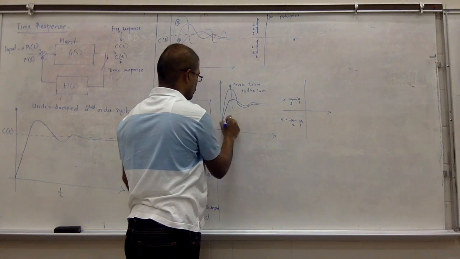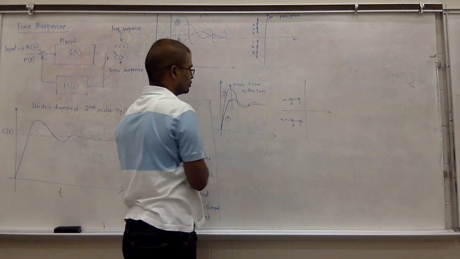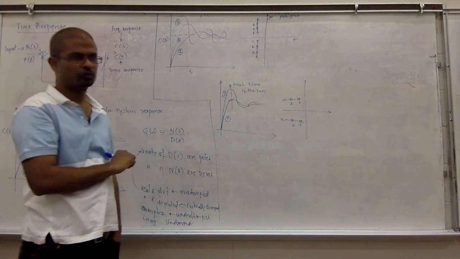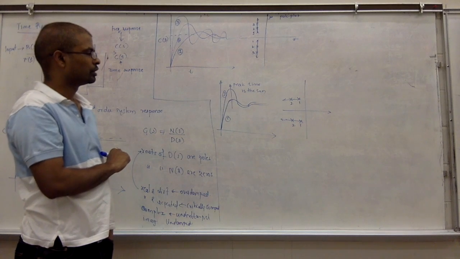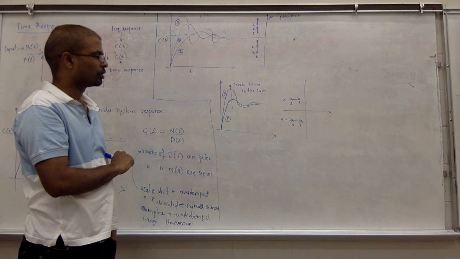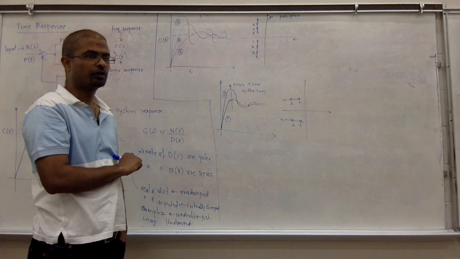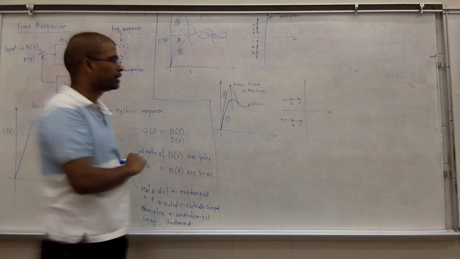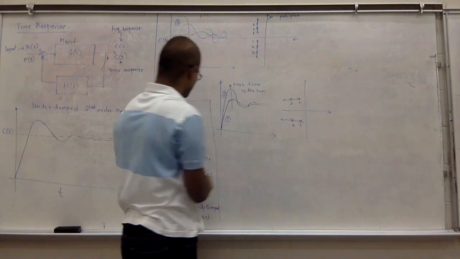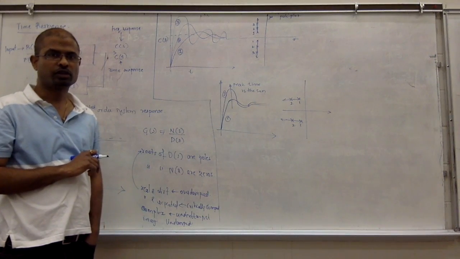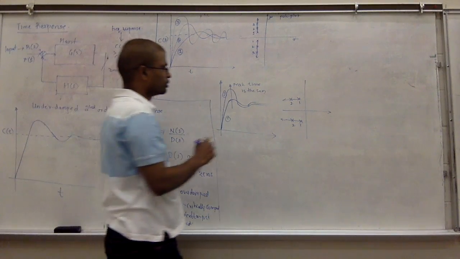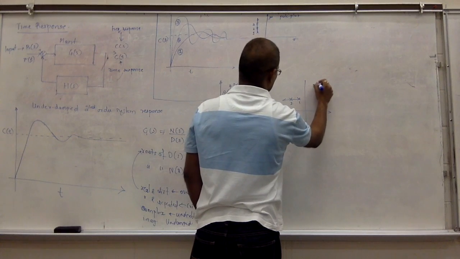So this is system 1 and this is system 2. Okay? So if you vary only the real aspect of the roots or the poles, and these X's are poles, remember that. So X's are poles and O's are zeros. That's what we use. This is again just a pole plot.